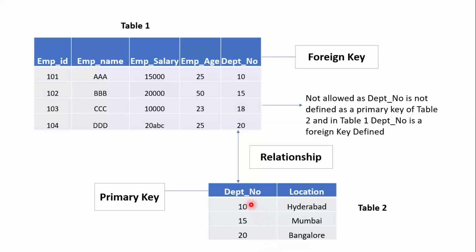Why? Because here I have only 3 values, either 10, 15, 20. Here repeated values are allowed, because I am not saying department number should be unique, because it is not a primary key. Primary key values should be unique. The other values can be repeated. So here I can have 10, 15, 10 or 10, 15, 20. But here there is a new value, 18, which is not existing in the second table. I have only 10, 15, 20. So this number is not allowed as a department number.